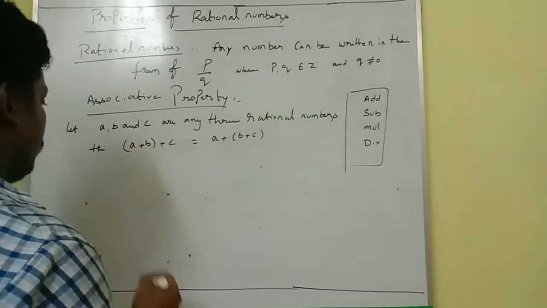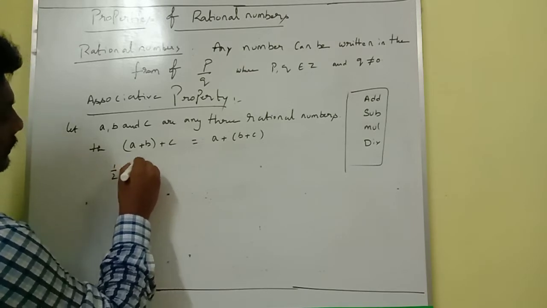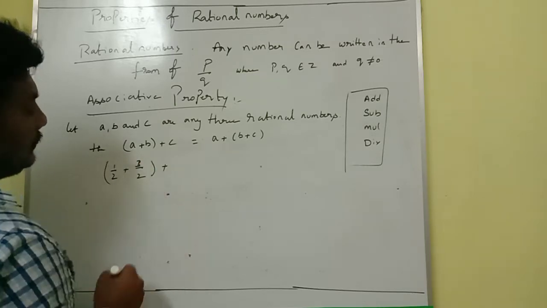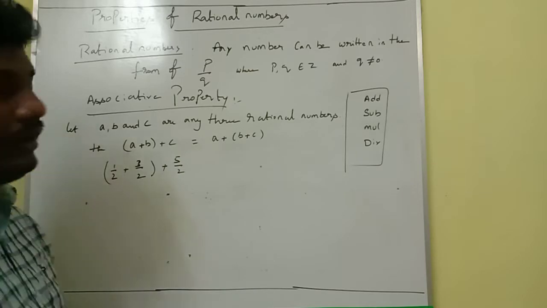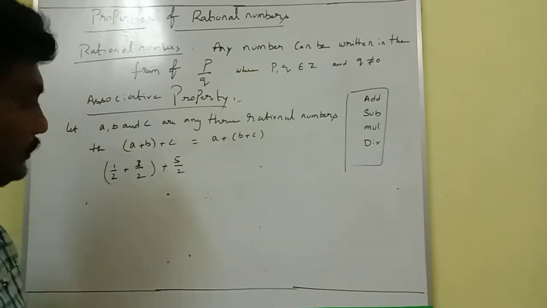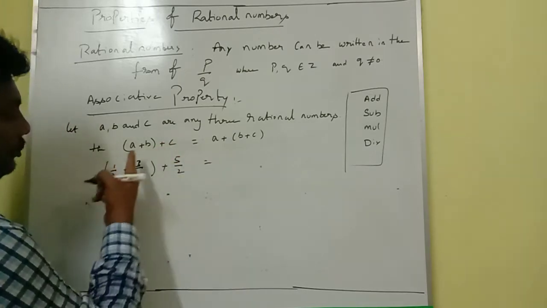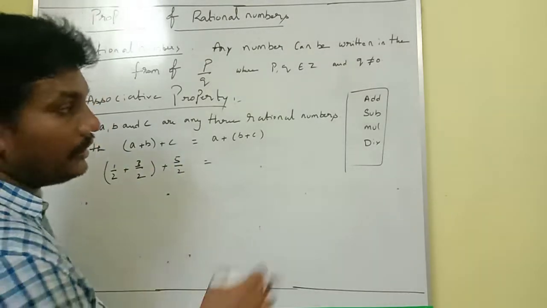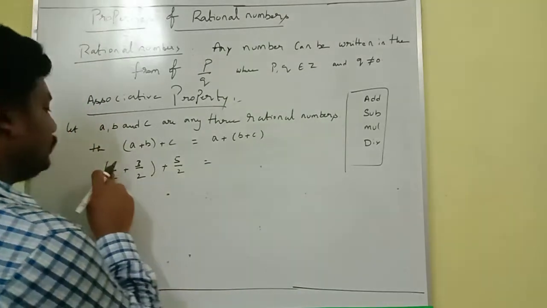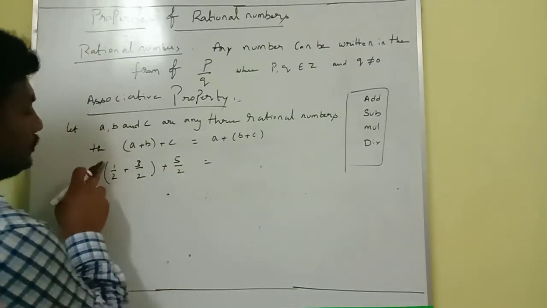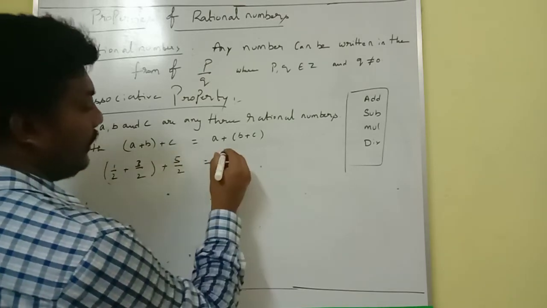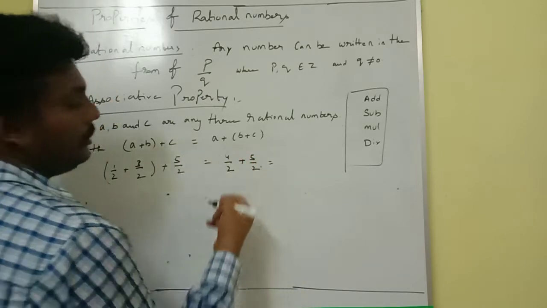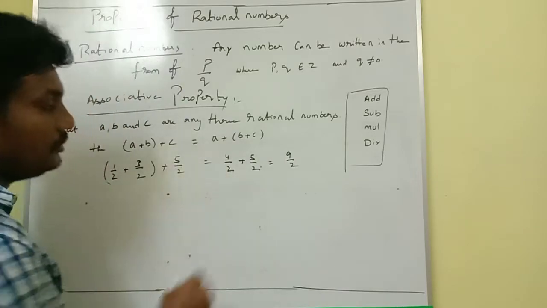Let me take the same example: (1 by 2 plus 3 by 2) plus 5 by 2. For better understanding, we take the same denominators. First we add the bracket value according to the BODMAS rule. 1 by 2 plus 3 by 2: both are like fractions, so directly we can add, that is 4 by 2. Then 4 by 2 plus 5 by 2 is 9 by 2. So we are getting 9 by 2 as the answer.